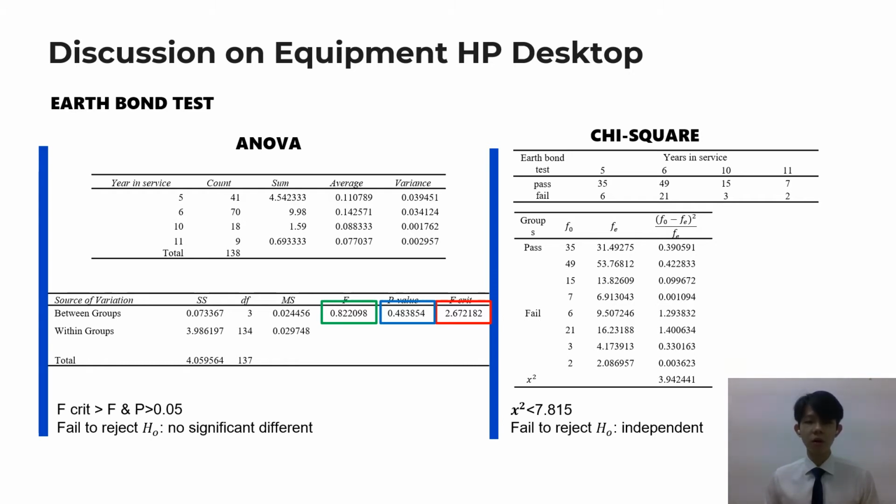So the means among the groups of year in service are not significantly different. Besides, the chi-square table shows that x squared is equal to 3.94. It is lower than the critical value of 7.815. This value is calculated and obtained from the chi-square distribution table. Because x squared is lower than 7.815, it fails to reject the null hypothesis. So the HP desktops from the FKE Laboratories are independent of their year in service.